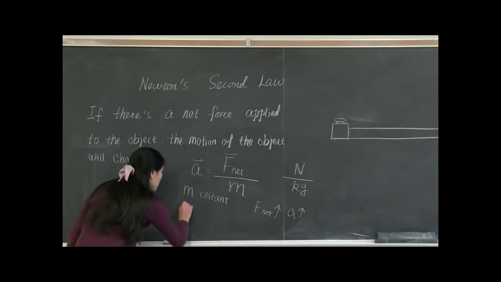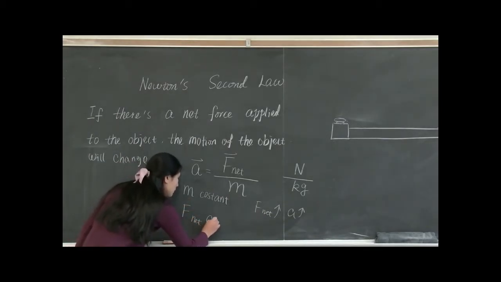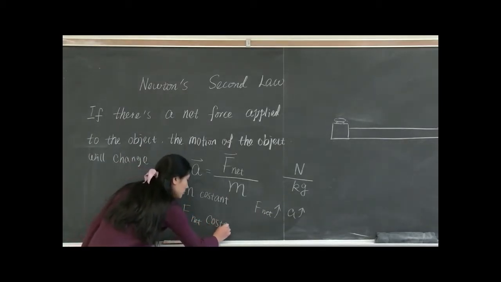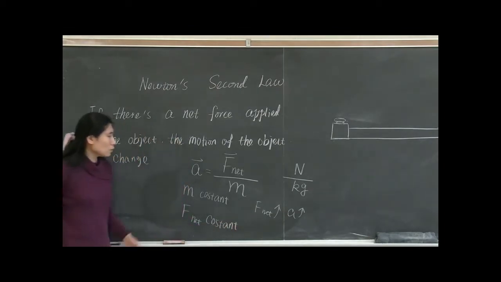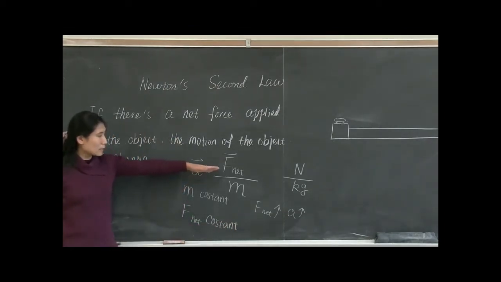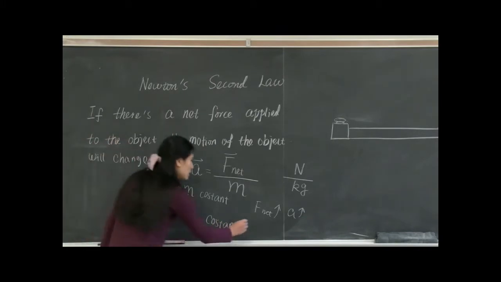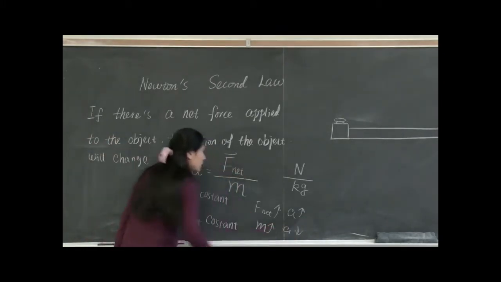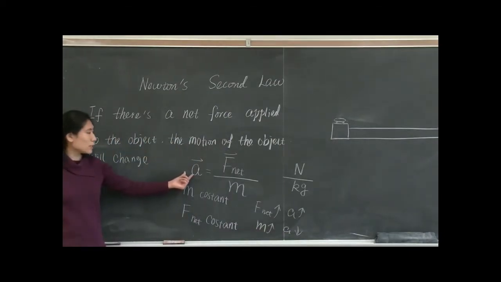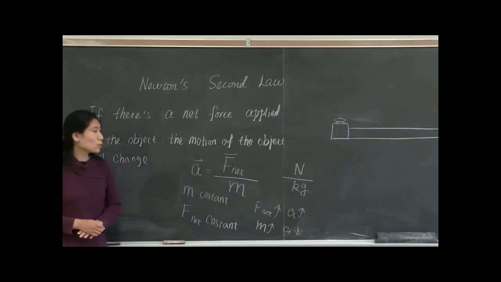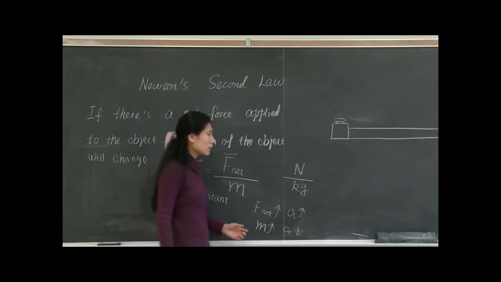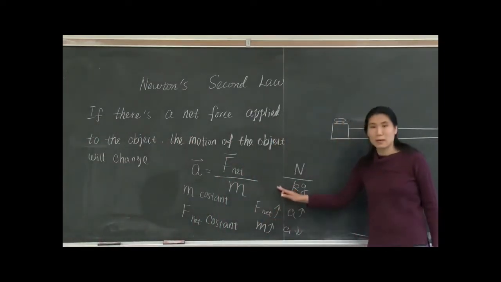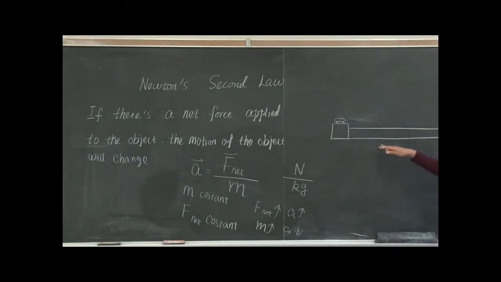When the net force is constant, look at this equation. It tells us that if mass increases, then acceleration will decrease, which tells us acceleration is inversely proportional to the mass of the object. So today we are trying to prove this result based on our measurement.